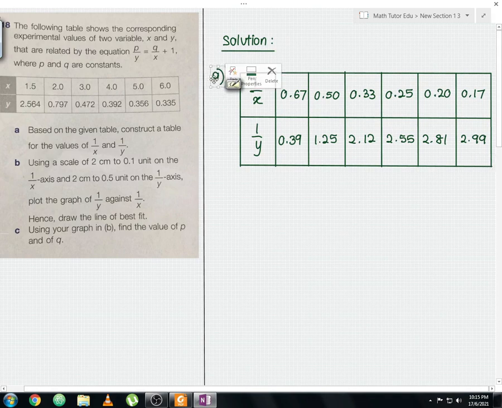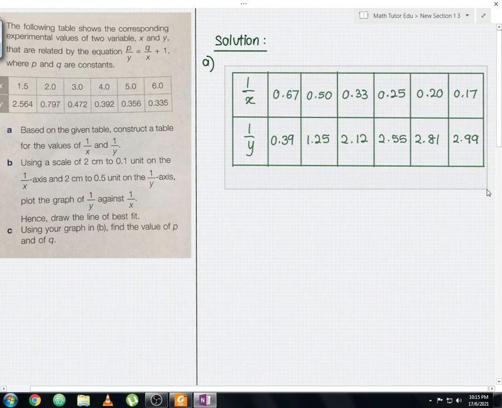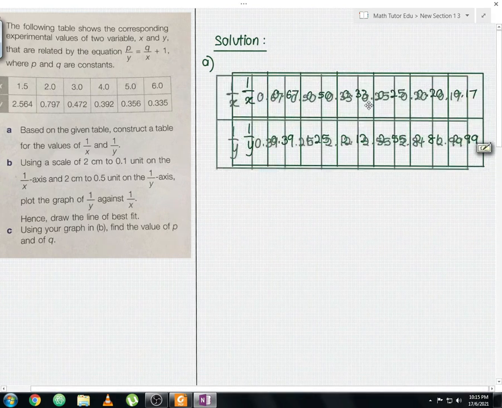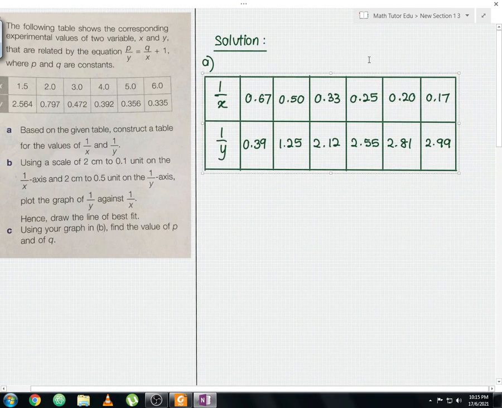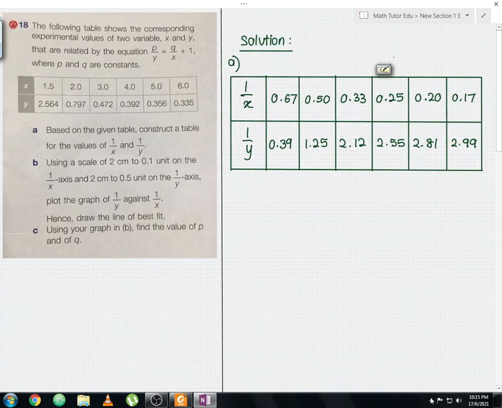Okay, let me arrange the table. Move it to this side. Alright, now it's better. So for the question part B, they ask us to plot the graph of 1 over y against 1 over x. By the way, I've already completed the graph for you. So allow me to show you the final graph now.